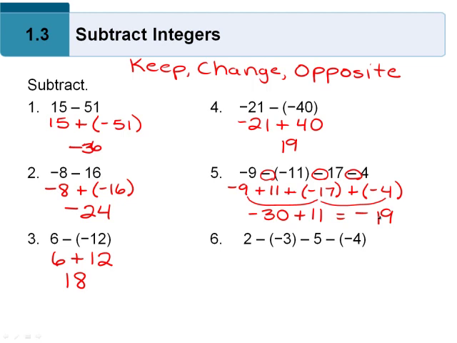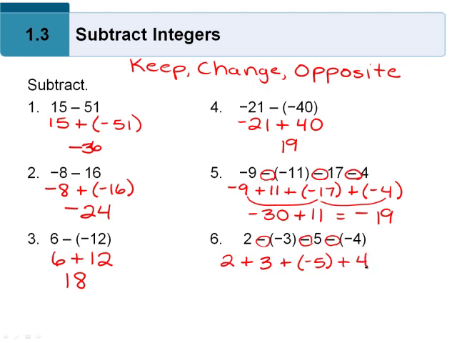Look at number 6. Here we have 1, 2, 3 subtraction signs. Okay, so we're still going to do same, change, opposite all the way through. So the 2 stays the same. Change the subtraction to addition, and the opposite of -3 becomes 3. Okay, change the subtraction, the 3 stays the same. Change the subtraction to addition, the opposite of 5 becomes -5. So notice how it wasn't in parentheses, but now it is. Okay, and then the last part we need to change to addition, and take the opposite of -4 would be +4.